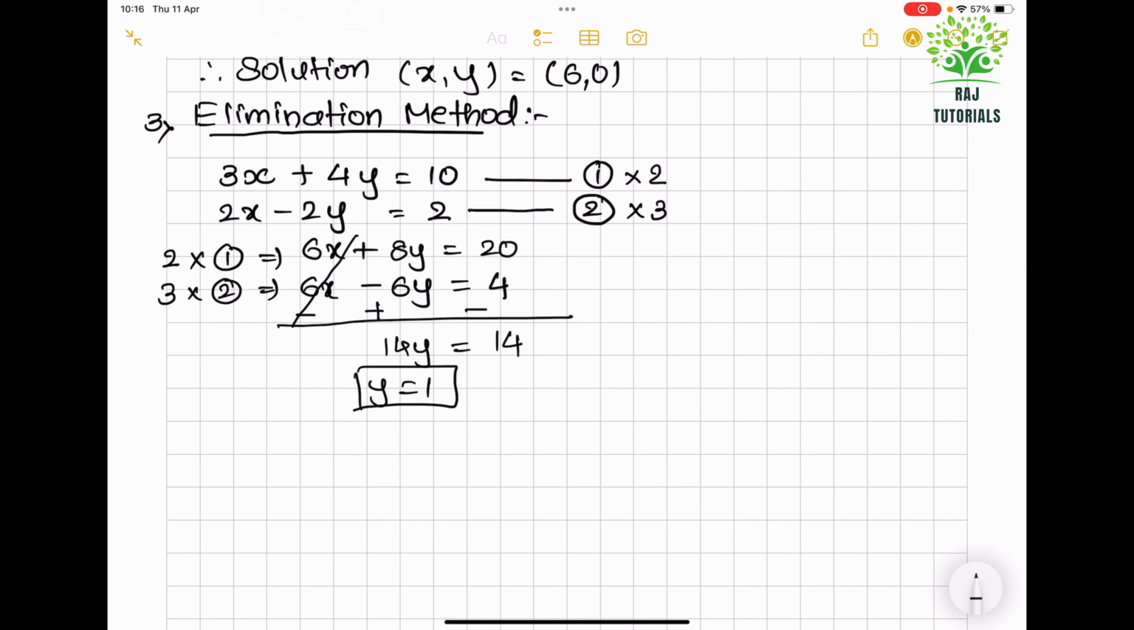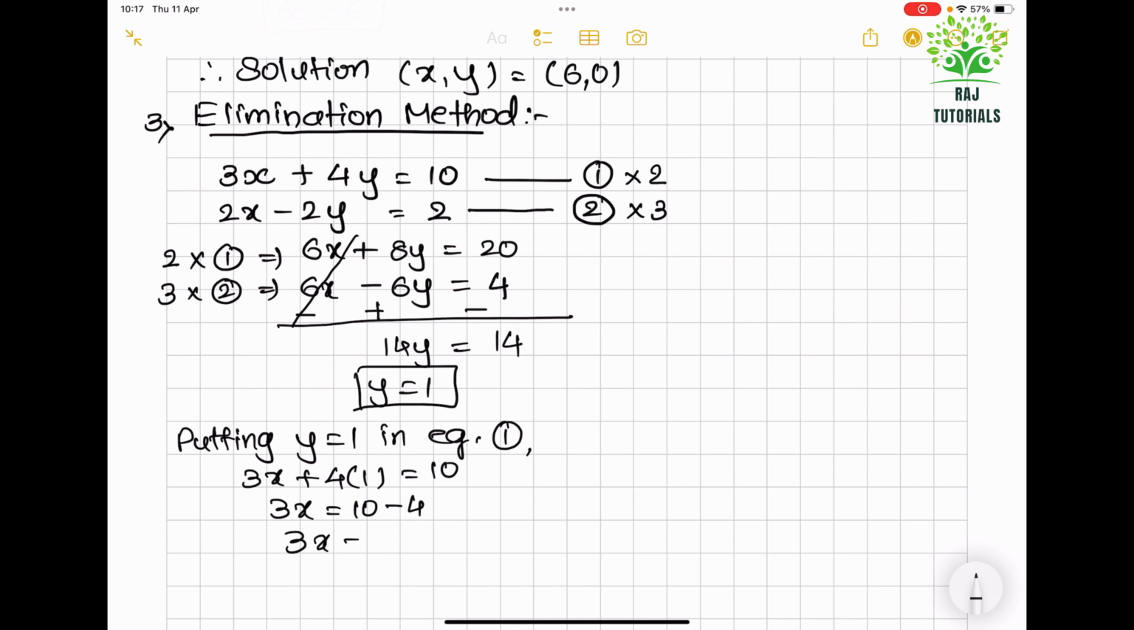Now this y equal to 1, I will put in any of the equations. So putting y equal to 1 in equation 1, what I will get is 3x plus 4 into 1 equal to 10. So 3x equal to 10 minus 4. So 3x equal to 6. So x equal to 6 by 3, that will be 2. So therefore I can say the solution x comma y equal to 2 comma 1.